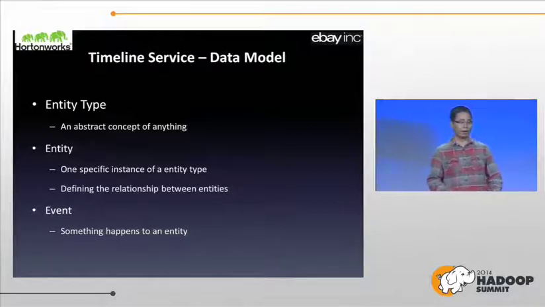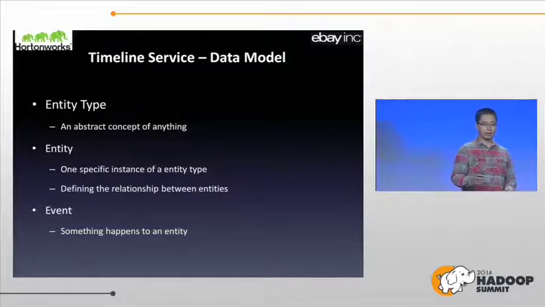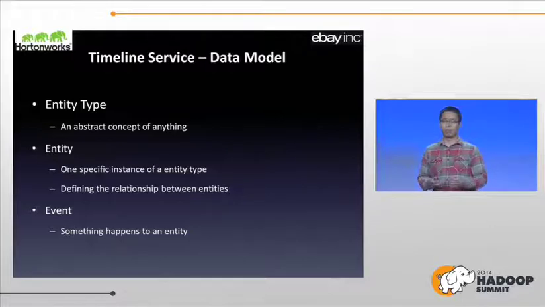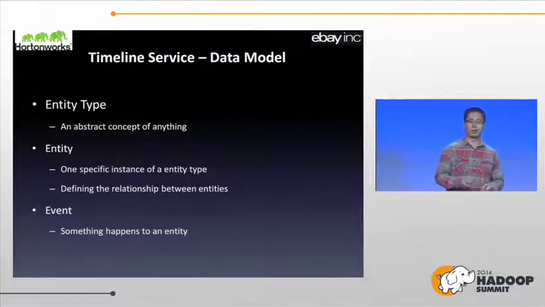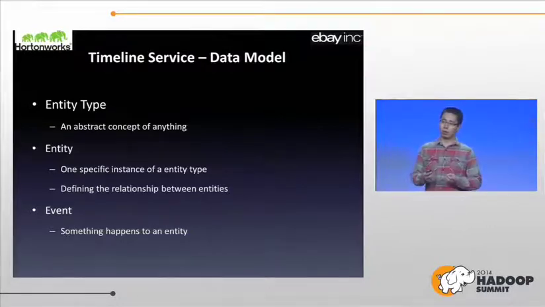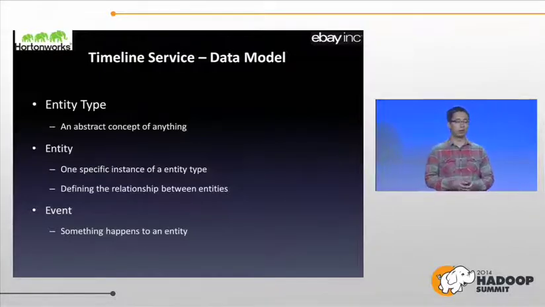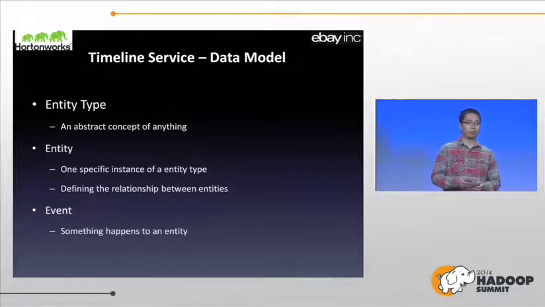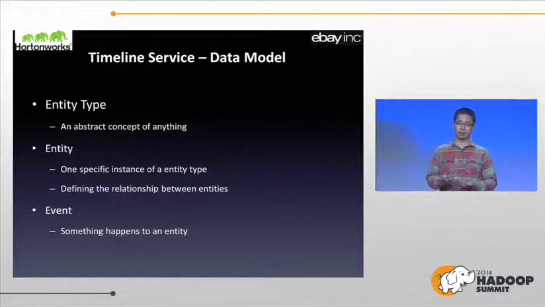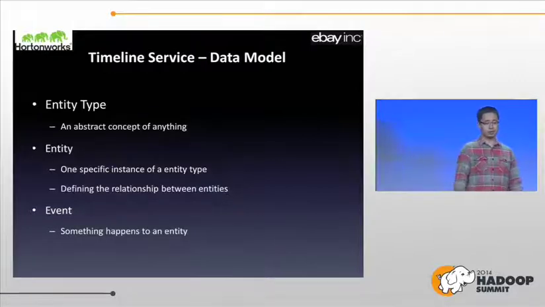There are 3 things I would like to highlight here. The first one is entity type. It is actually an abstract concept. It could be anything. For example, we can consider an application as an entity type. We can also think about a part of the task of an application as an entity type. And within the scope of one application, we don't have any limitation on how many entity types you can define.